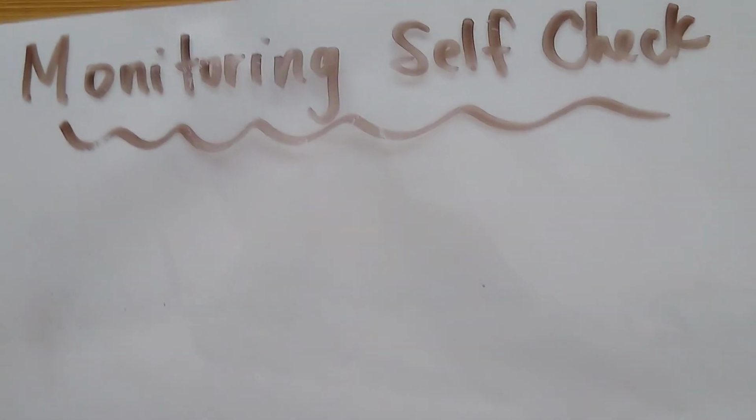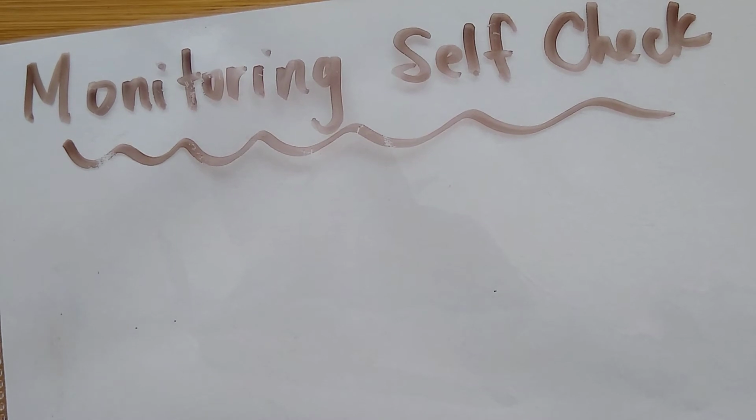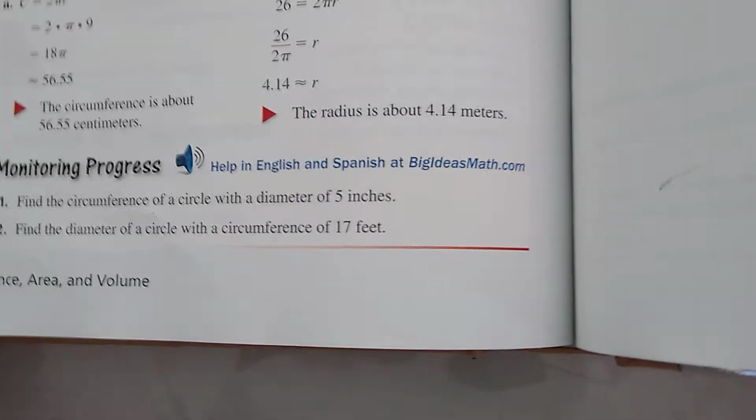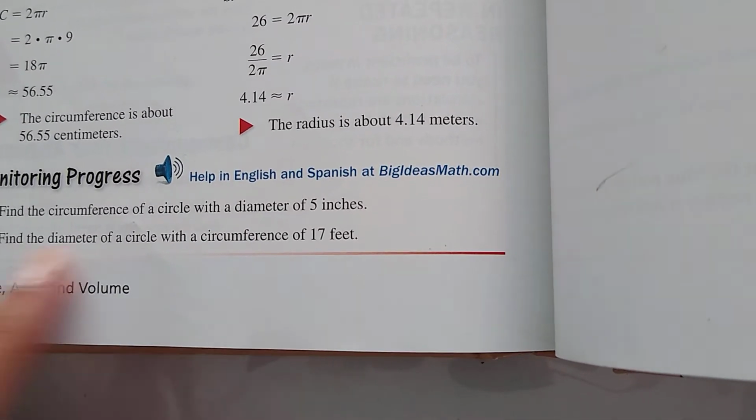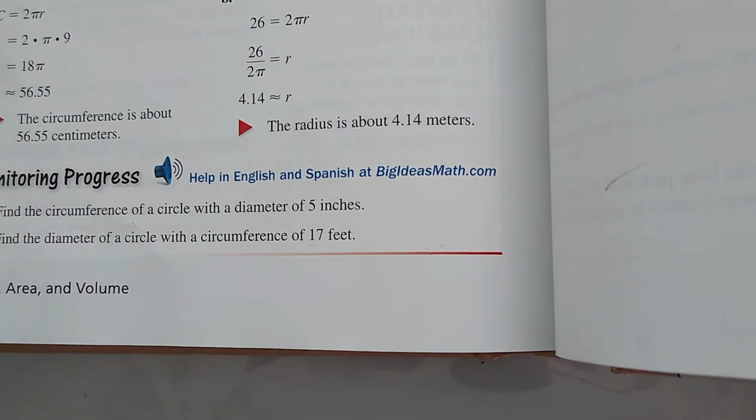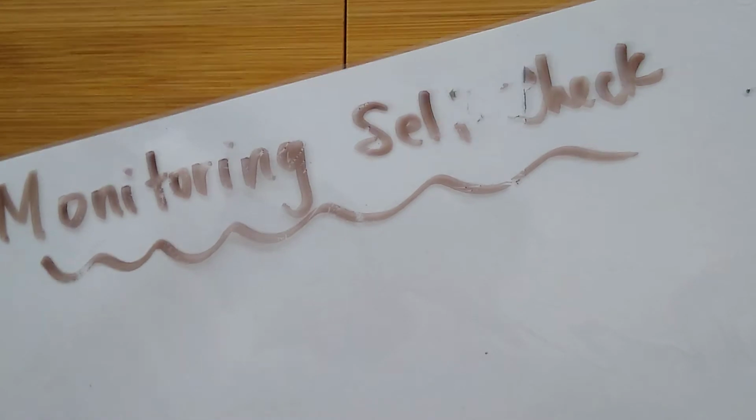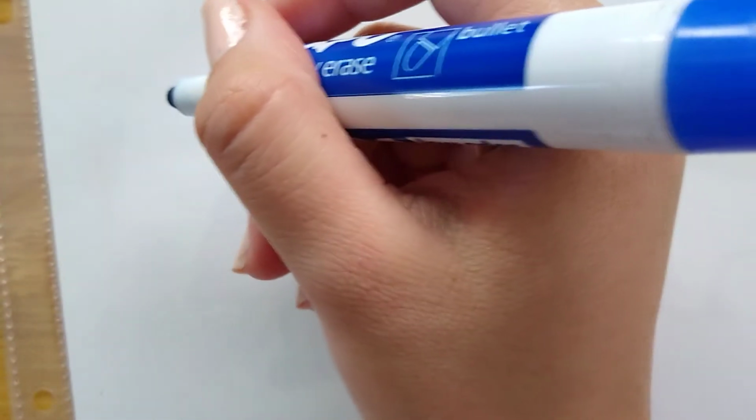Let's see, one of the things that I wanted to talk about was also the monitoring self-check. So we're going to go ahead and do just a couple problems to finish off this section. In your textbook, there is a problem, it is number 1. It says find the circumference of a circle with a diameter of 5 inches. So I'm going to go ahead and do this one here.